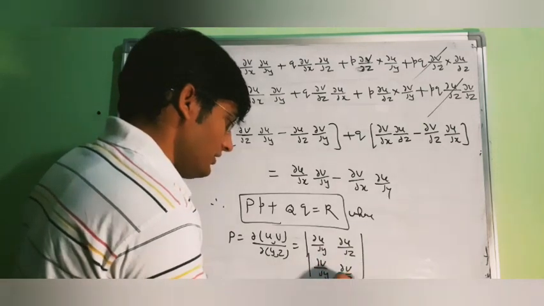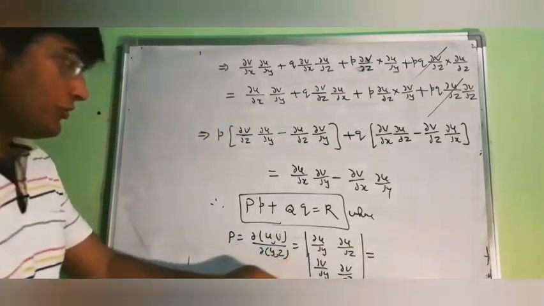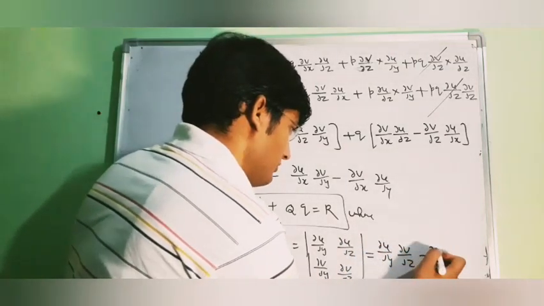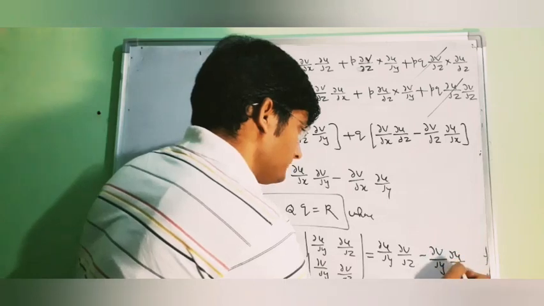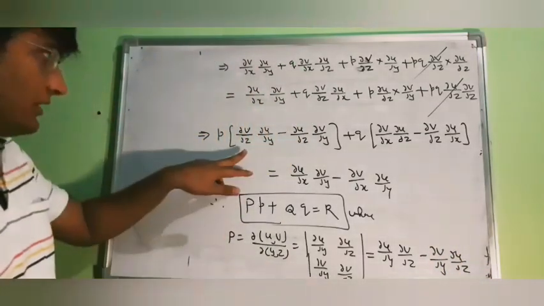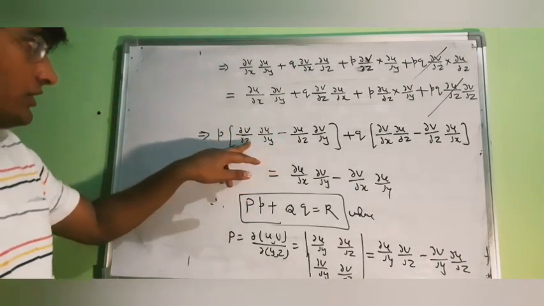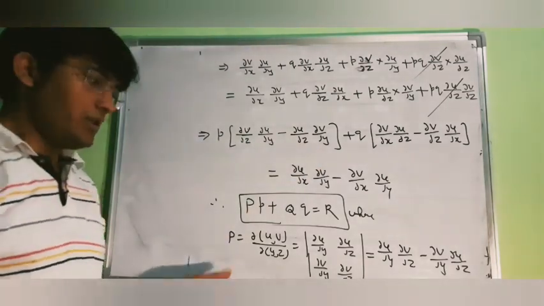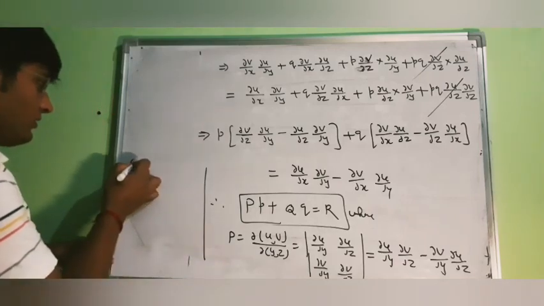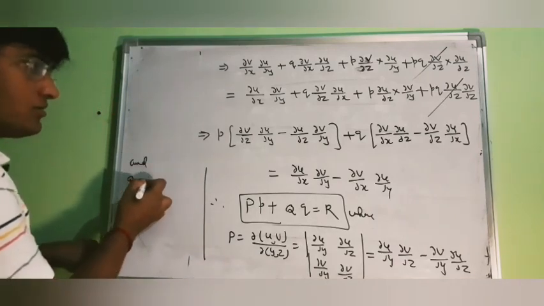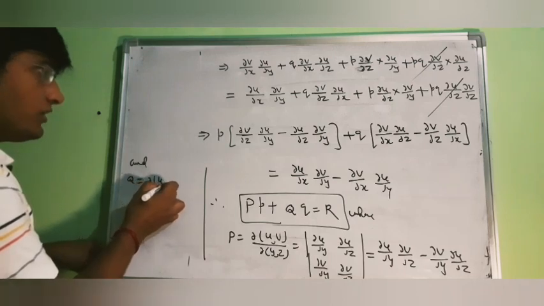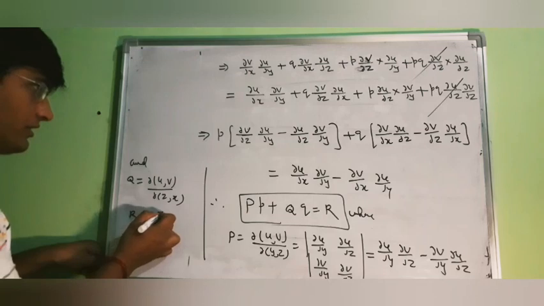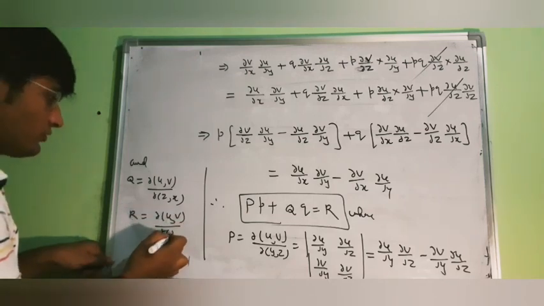So you can see that it is equal to del u upon del y into del u upon del z minus del u upon del y into del u upon del z. So this was your P. You can see that this is your del u upon del y into del u upon del z minus del u upon del z into del u upon del y. So this is your P, and similarly we can write Q as del of uv upon del zx, and then your R is del of uv with respect to del of xy.